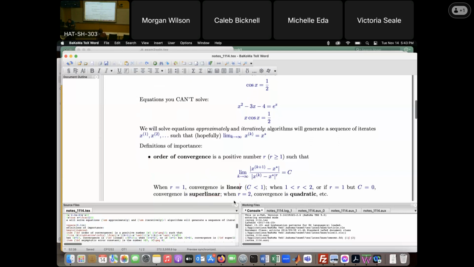An alternative characterization of superlinear is if you show that r is equal to 1, but c is actually equal to 0. That's also a sign that the errors are going to 0 faster and faster, so that's also superlinear convergence. So there are two characterizations here.